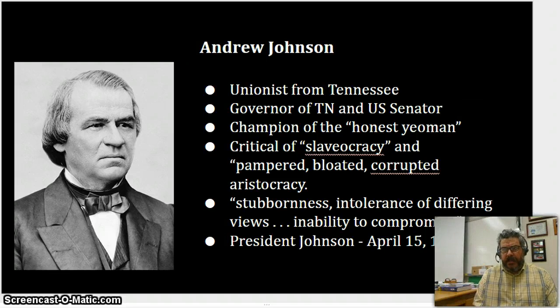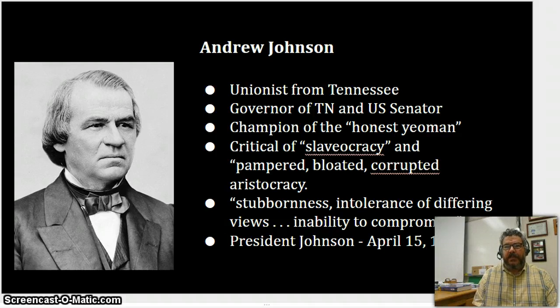And so he spends much of his political career fighting this class and trying to promote the causes of poorer people, of the little guy. However, he does not possess many of the characteristics that Lincoln possessed, and that's going to cause him some problems. He's known for stubbornness and inability to compromise. He's not going to take well and play nice with a Republican Congress when he starts getting down to the dirty business of Reconstruction. But all that aside, he is going to be the new president.